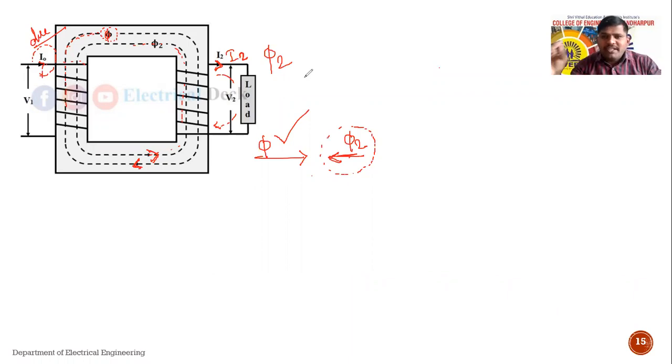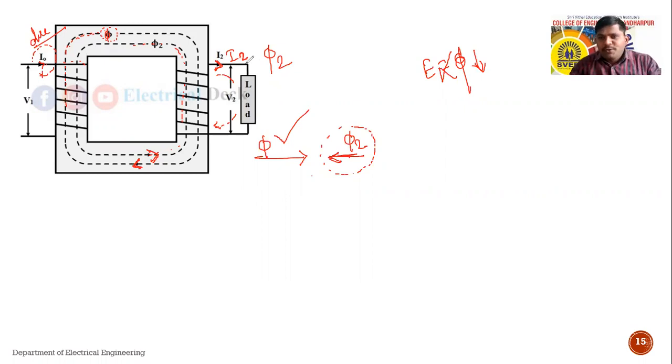Because of the flow in the opposite direction, the primary flux will be reduced, so that the resultant value of flux will be reduced. Now if the resultant value of flux is reduced, what happens? According to this equation, E is directly proportional to phi. If the resultant value of flux is reduced, what about the induced EMF on the primary side?